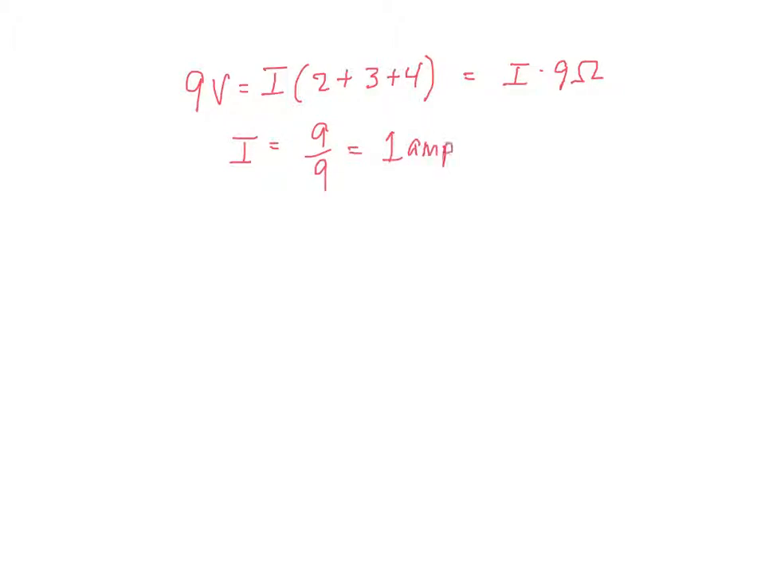So I've got 9 volts equals I times 2 plus 3 plus 4 ohms. So that is I times 9 ohms total. And I is going to be equal to 9 over 9, or 1 amp. Also, I could have just said 1 capital A, amp. Okay, and so now I know how much current is going through that circuit. So each resistor is going to have 1 amp of current going through it.